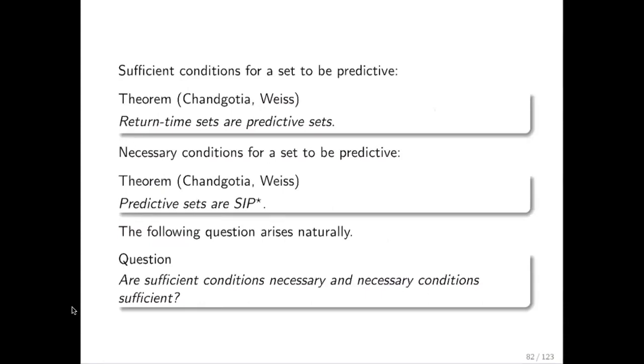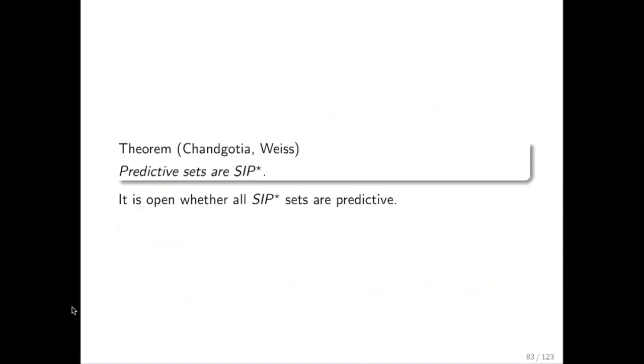So the sufficient condition for a set to be predictive is that it is a return time set. The necessary condition is that predictive sets are SIP star. The following question arises naturally: are sufficient conditions necessary? Are necessary conditions sufficient? Now, one of the theorems I stated is that predictive sets are SIP star, which also means that predictive sets have bounded gaps. We don't know whether the converse holds. It is open. We don't know if SIP star sets are predictive. So this is very deeply related to the question which I raised earlier, which asked whether this set is predictive. These two questions are very much related to each other.